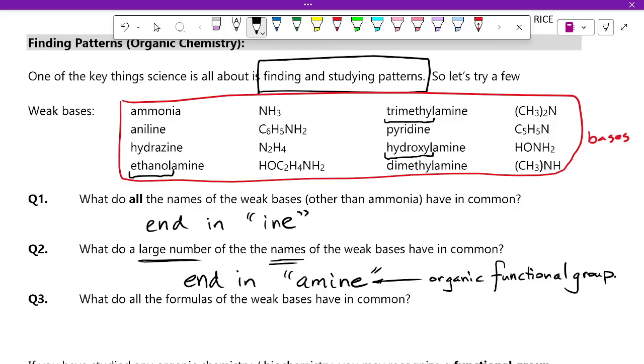But before we get to that, what do all the formulas of the weak bases have in common? They have H. What else do they have? Oh, yeah, H, carbon. Do they all have carbon? No. They all have nitrogen and hydrogen.